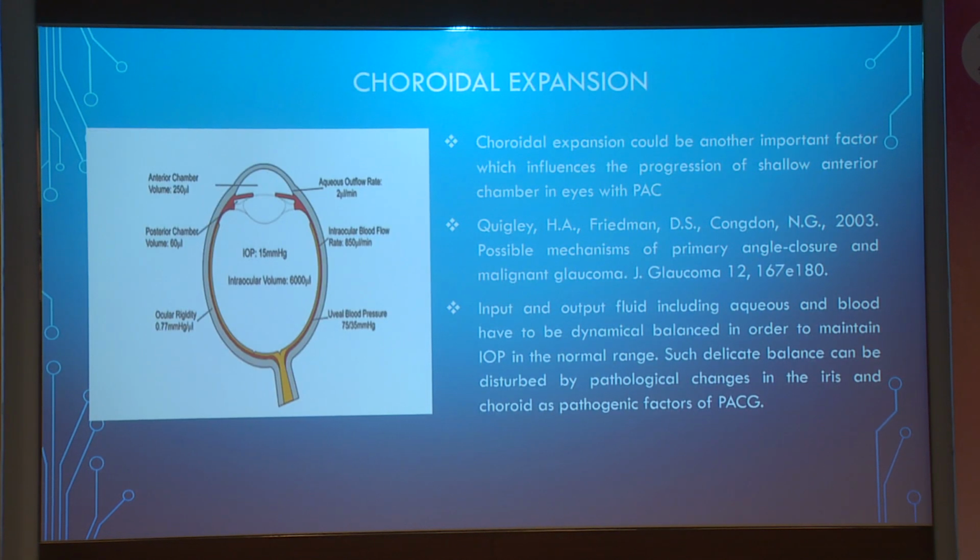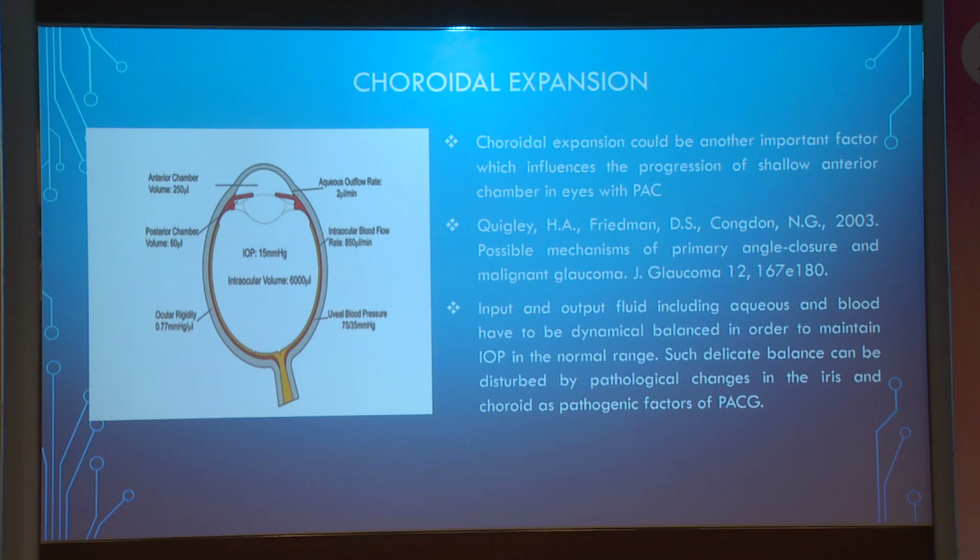Another mechanism is the choroidal expansion, and that could be one of the important factors. Now the eye receives its ocular rigidity because of the cornea and the sclera, and choroid occupies a major portion. It has a very high blood supply because obviously it has to give nutrition to the eye. Any hemodynamic flow disturbance here can lead to exponential rise in intraocular pressure.